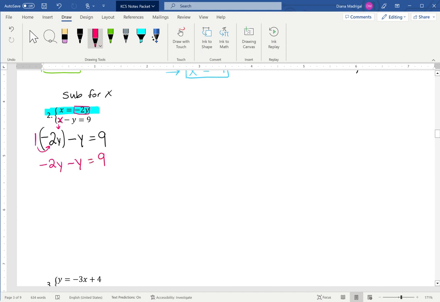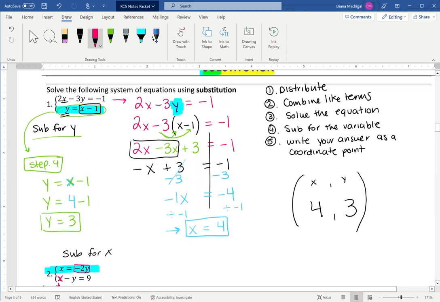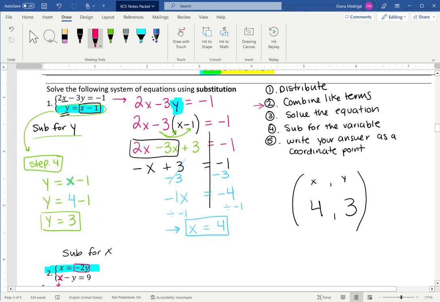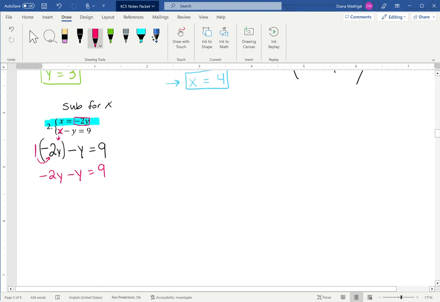Remember, after distribution, you're going to have to combine like terms. I'm going back to step 2. I'm right here, combining like terms. All right, on the left side, I have negative 2y minus y, which is going to give me negative 3y. I can combine them. They both have y. So now I have negative 3y equals 9. This is my last step.